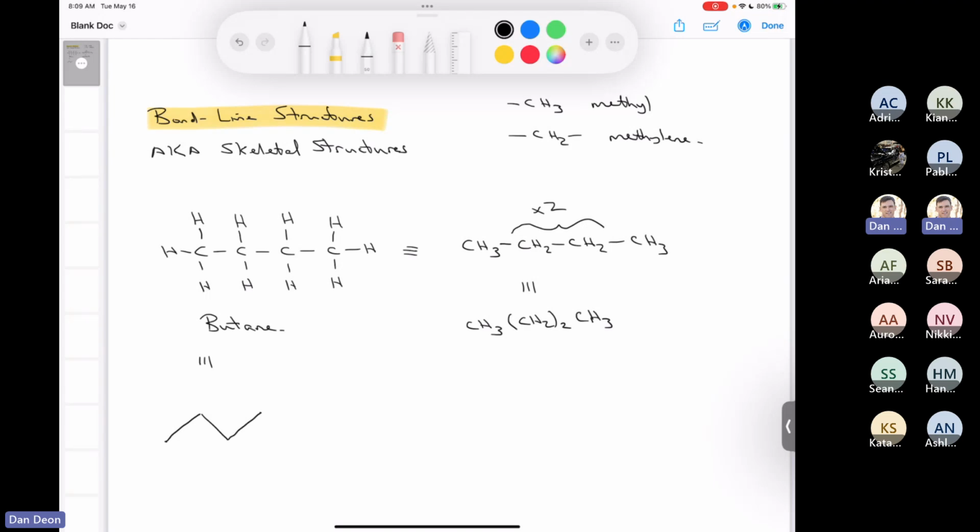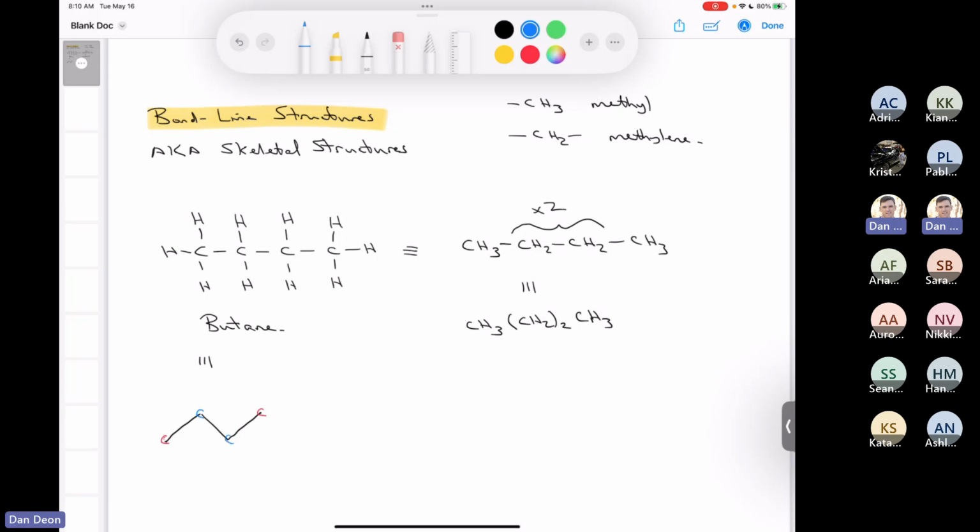And if you're saying, well, that just looks like Charlie Brown's shirt or something, Mr. Dion, it's just a squiggle. No, what we're implying is that where the line ends, there's a carbon. So we're implying that there's a carbon where the line is ending at both of the ends. And anytime there's a change in angle or a vertex, if you will, there's also a carbon there as well.